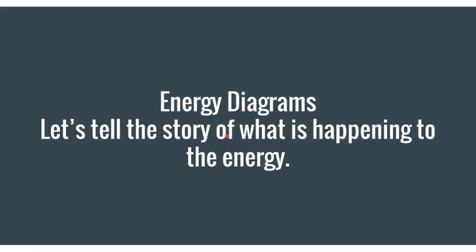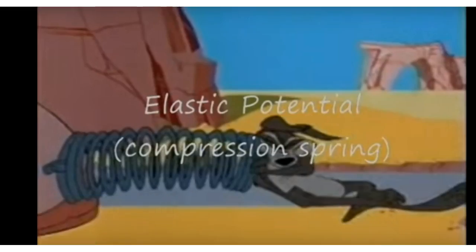Now you've learned a little bit about energy, we're actually going to go in and have a look at how to tell a story about what's happening as energy transfers and transforms around us. And there's no easier way to do this than with Wile E. Coyote and Roadrunner. Here we have Wile E. Coyote setting up his next trap for Roadrunner, and it's to do with elastic potential energy.